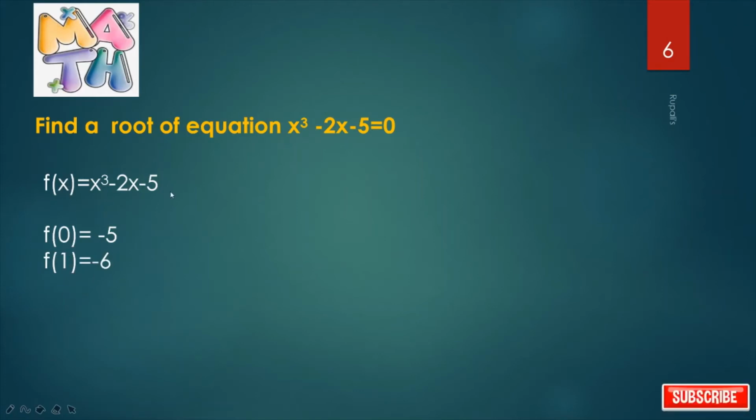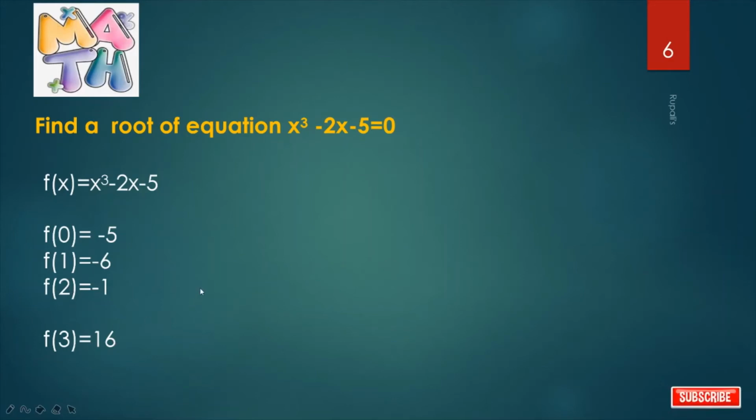X value is 1 and we get the result minus 6. Now calculate the value of f2. X value is 2. We get the result minus 1. It is also negative. Now calculate the value of f3. We get the result 16. It is positive. So the root lies between 2 and 3.